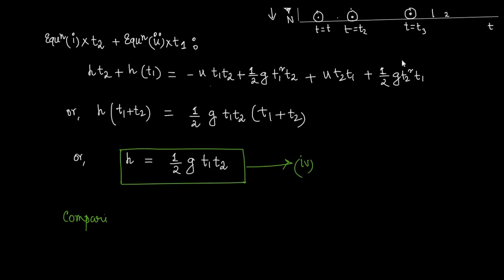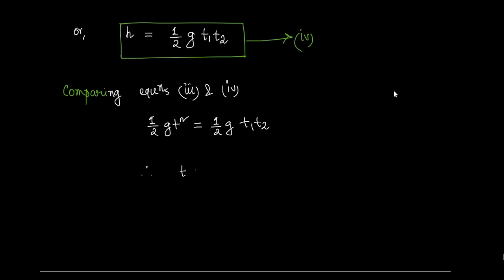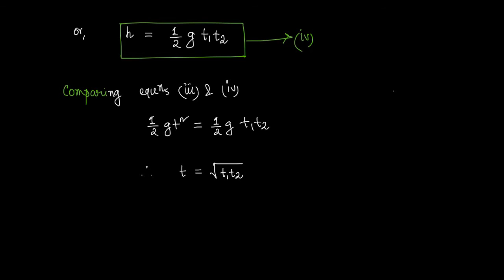So finally we get h as equal half g t1 t2, which is equation 4. Comparing equations 3 and 4, we get half g t square as equal half g t1 t2, as both are equal to h, and therefore t is equal to root over t1 t2.